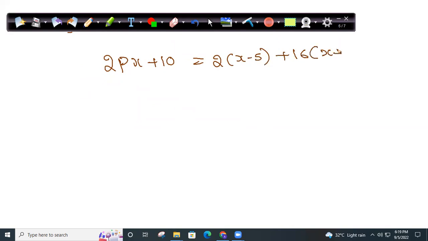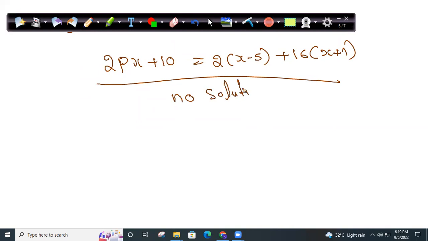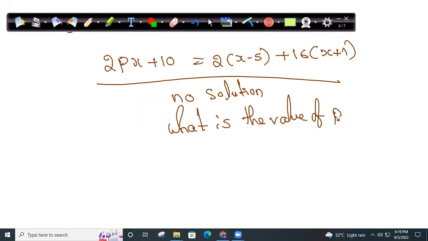Let me take the same question that I gave you, and I'll write it on a new page. You will be able to do it now. Everyone should try to solve. 2px plus 10 is equal to 2 into 2x minus 10 plus 16 into x plus 1. If this equation has no solution, what is the value of p? Type your answer in the chat box. Everyone, all 8-9 students, or however many are in the class, should give me your answer.